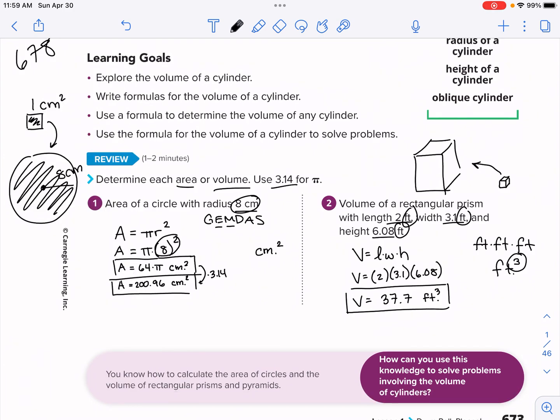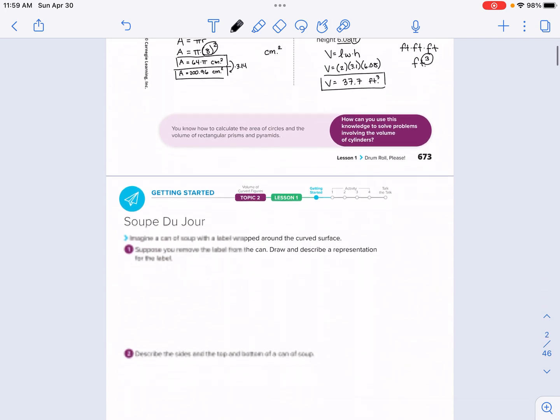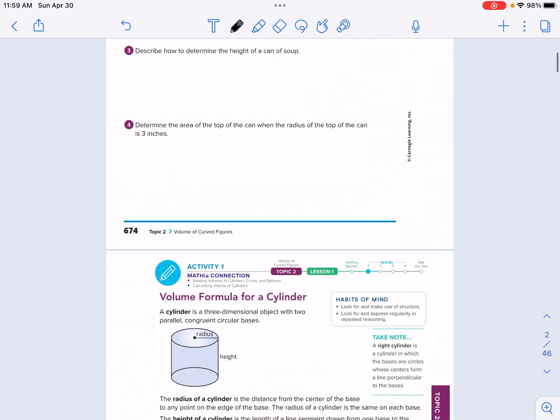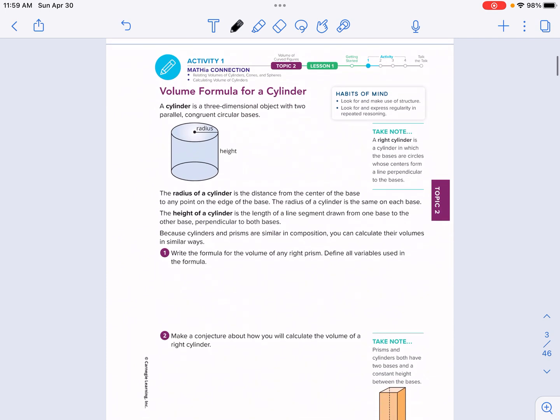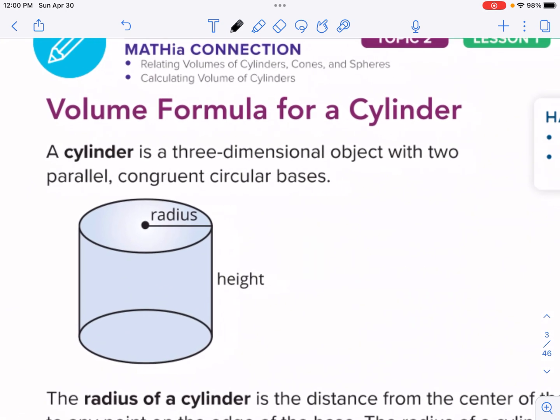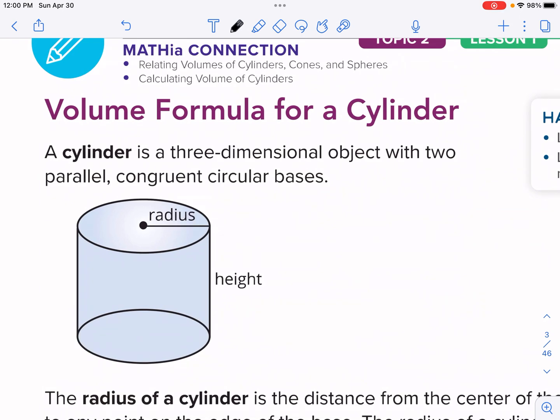Okay, now let's go to, we're actually going to skip the next page on getting started. We're going to actually begin with activity 1. And in this lesson we'll be going over activity 1 and activity 2. All right, so this is just a basic understanding of what is a cylinder. A cylinder is a 3-dimensional object with 2 parallel congruent circular bases.